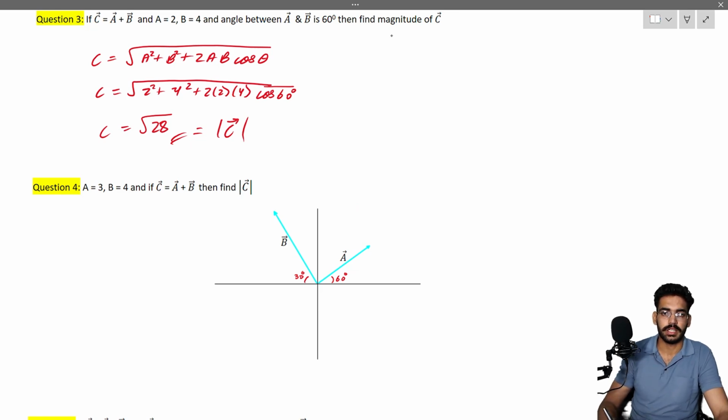How to find out that? First, the A and B vectors are given. So this is 60, this is 30, so this total is 180, right? So this is 90. This is 90, and the magnitudes of A and B are given.